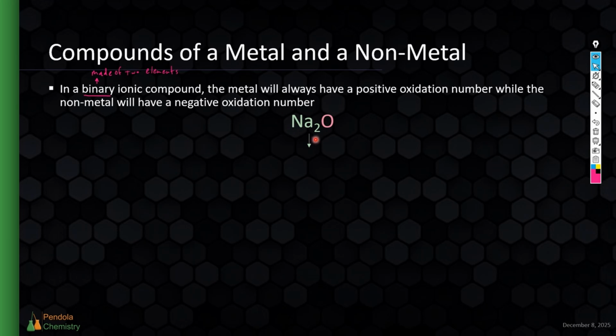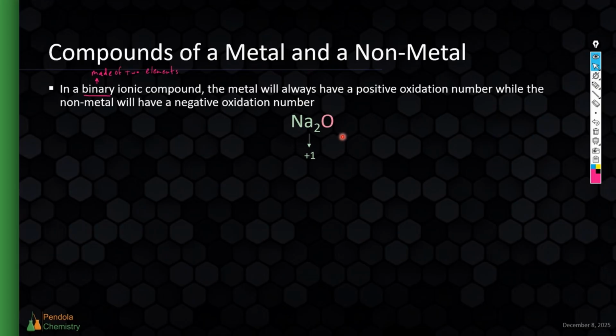So if we look at sodium here, in rule 1, or rule 2, should I say, we saw that group 1 elements like sodium are going to have a +1 oxidation number. So this is a simple application of rule 2, where group 1 elements, regardless of what they are, sodium, potassium, lithium, are always going to have a +1 oxidation number. So this part of it is very simple and straightforward.